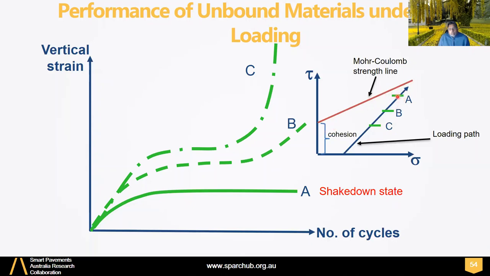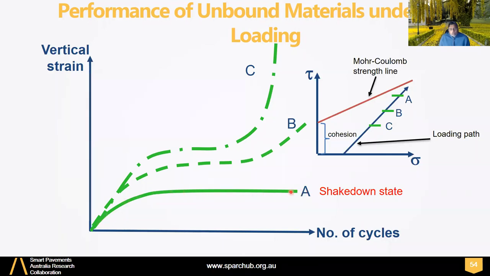Sorry, this has been drawn a little bit incorrectly. A should be here at C. C must be here. A should be there, C must be here. So when it is very close, failure can happen very quickly and rutting can progress uncontrollably and the pavement can fail prematurely. And then B is in between. A is the most desirable. A is here, lowest strength. So this should be, this should be C.